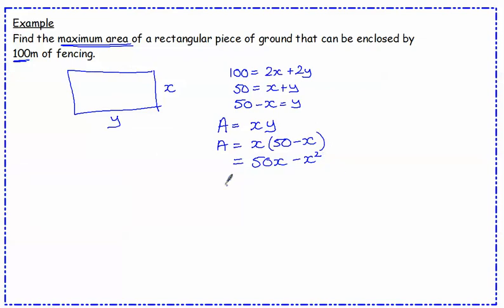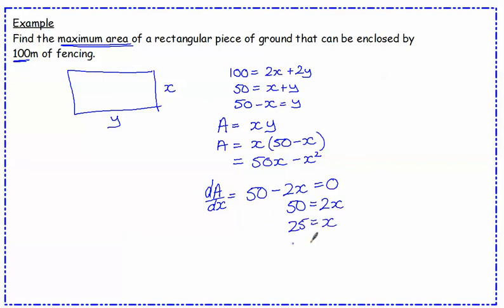Okay, so that's the equation for the area, and we want the maximum, so that means we're going to have to differentiate. We're going to do dA by dx, which gives us 50 minus 2x, and we want to find out when this is 0. Rearranging it, we get 2x equals 50, so x equals 25. That gives us the maximum area. We can assume it's a maximum because there's only one answer, so we haven't got to check. We're not asked to double check that it's a maximum rather than a minimum.